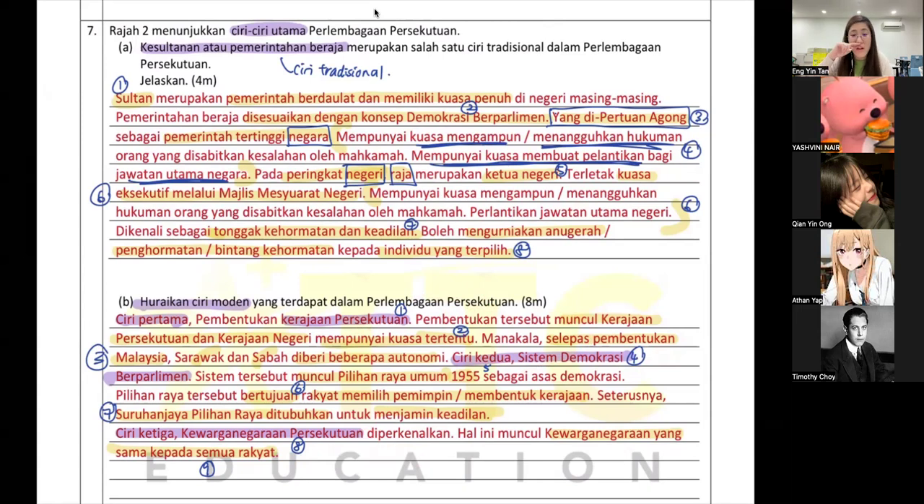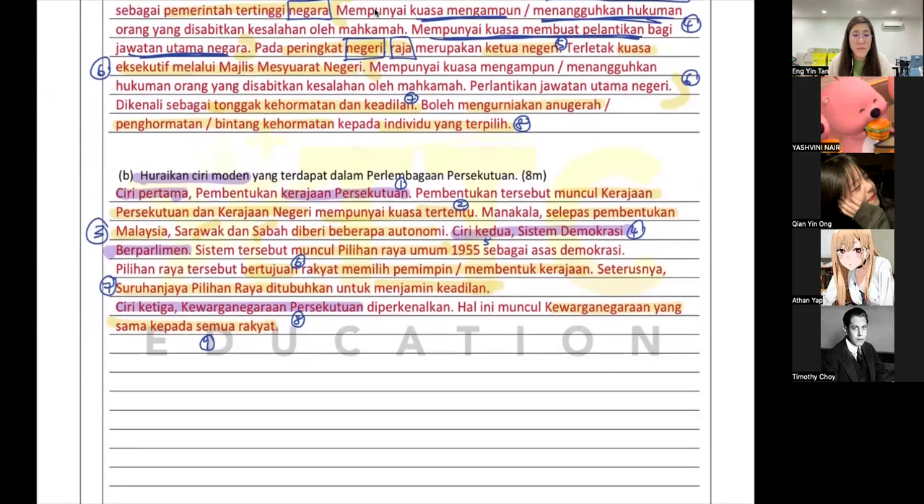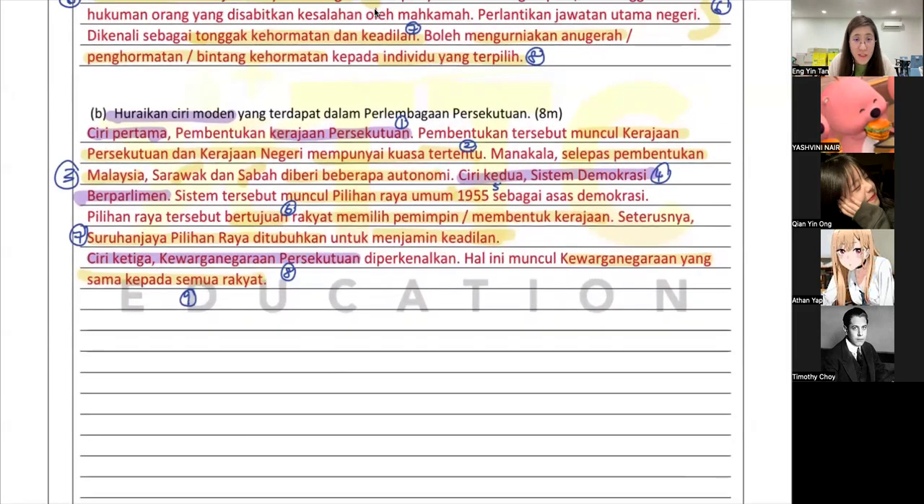So actually not the difficult one. Okay? Take it slow and steady. So now come, let's look at this. Ciri modern. Ciri modern, the first one is, I told you, your British introduced us this ciri. It's called kerajaan persekutuan. Persekutuan means federation government. So you need to tell me federation government.